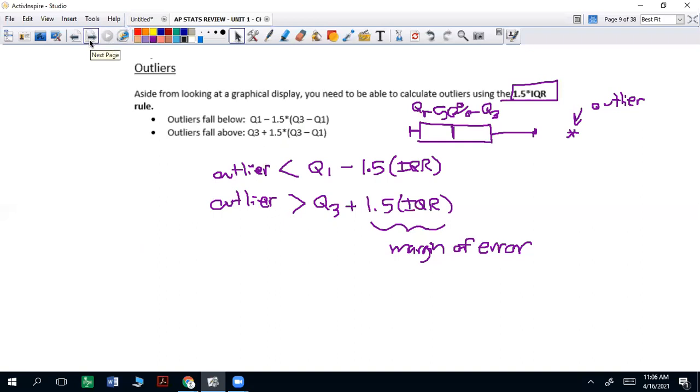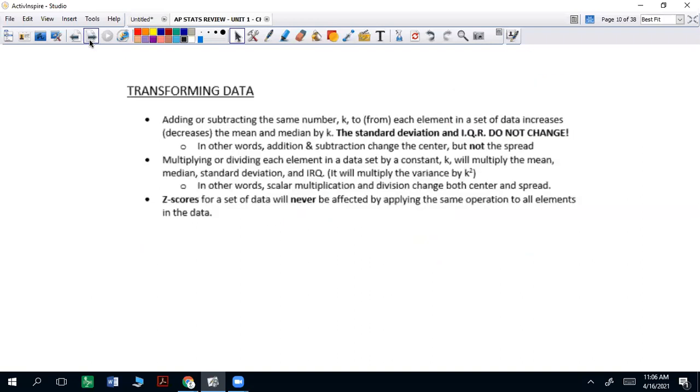All right. Let's talk about transforming data. What does it mean to combine data, transform it, move it up and down, increase the height of it? Basically, if you have a set of data and you add the same number to each element in the data, so let's say you have 2, 3, 4, 5, and I add a constant to all those, like 6, well, that's going to change everything by 6, right?